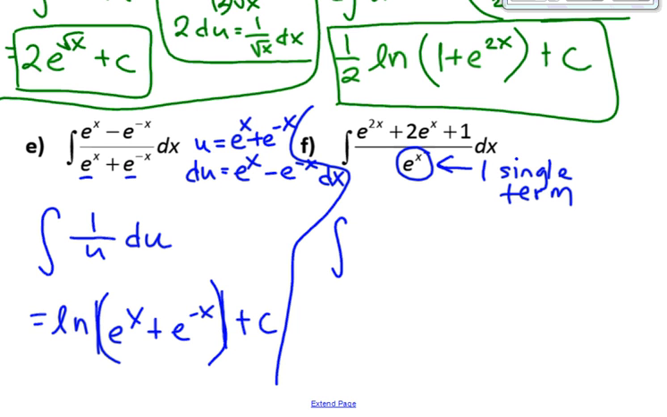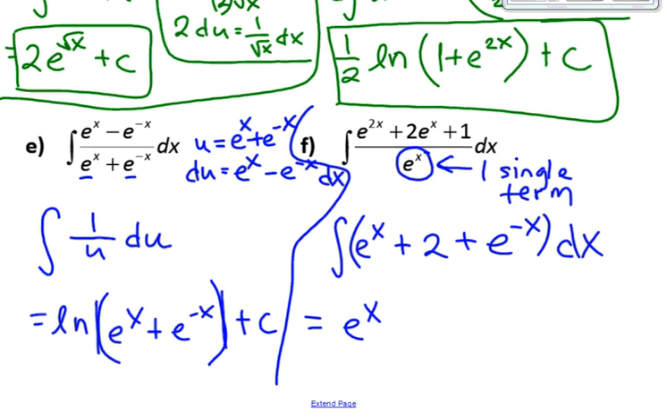So e to the 2x divided by e to the x would be simply e to the x, plus 2e to the x over e to the x, which is 2, and then 1 over e to the x will be e to the negative x. And so now you have something that you don't even have to use u substitution with. So make sure you look out for those types of formats. So the integral of e to the x is e to the x, plus 2x, minus e to the negative x, plus c is my answer.